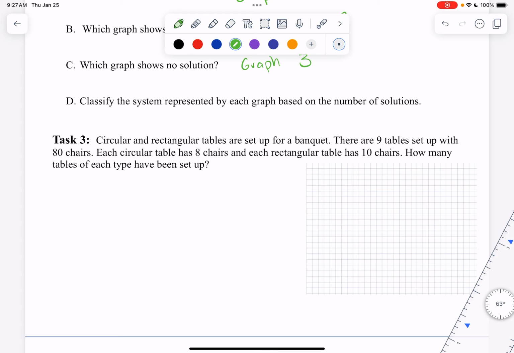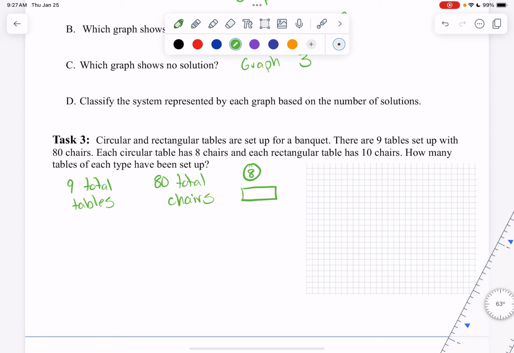Okay, so now we're going to deal with a word problem. Now we can solve equations that have two solutions. So here we have circular and rectangular tables are set up for a banquet. There are 9 tables set up with 80 chairs. So we have 9 total tables, 80 total chairs. Each circular table has 8 chairs, and each rectangular table has 10. How many tables of each type have been set up?